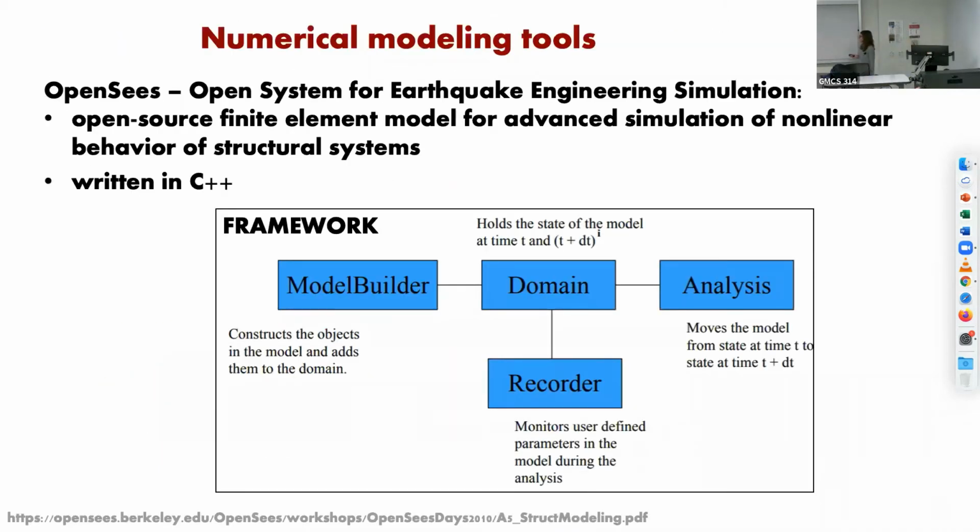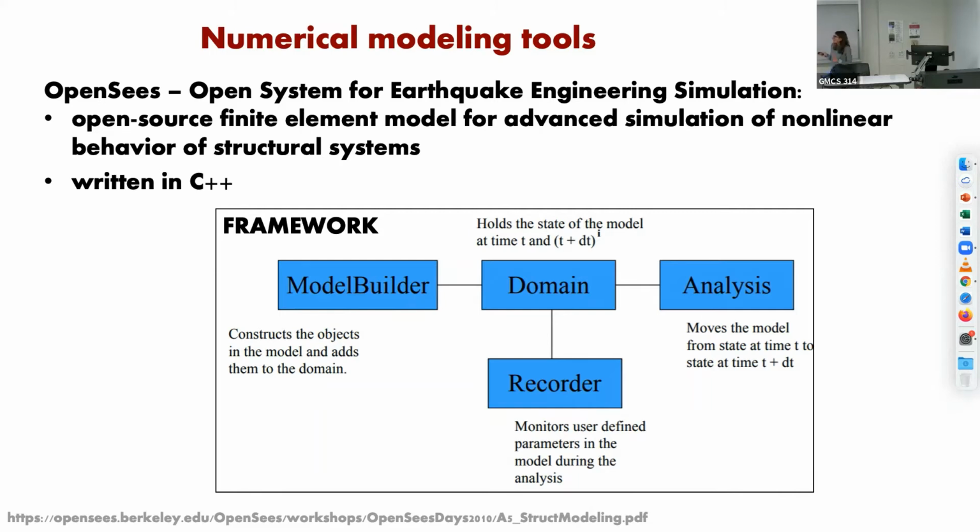So the software I use is OpenSees. Do you know OpenSees? No? Okay. It stands for Open System for Earthquake Engineering Simulation. It's open source software, so everyone can use it, it's free, and everyone can contribute to it. So if you don't like a material model, for example, you can build your own, upload it, and all the research community will be able to use it. So it's a really nice tool.